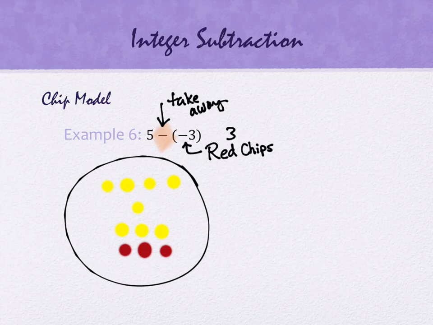The reason we want those in there, though, is because now I have an image where I can take 3 red chips away. Do you have 3 chips that are red that you can take away now? Yeah, you do. So you're going to take them away. 1 out, 2 out, 3 out. So I can take my 3 red chips away. What do you have left?